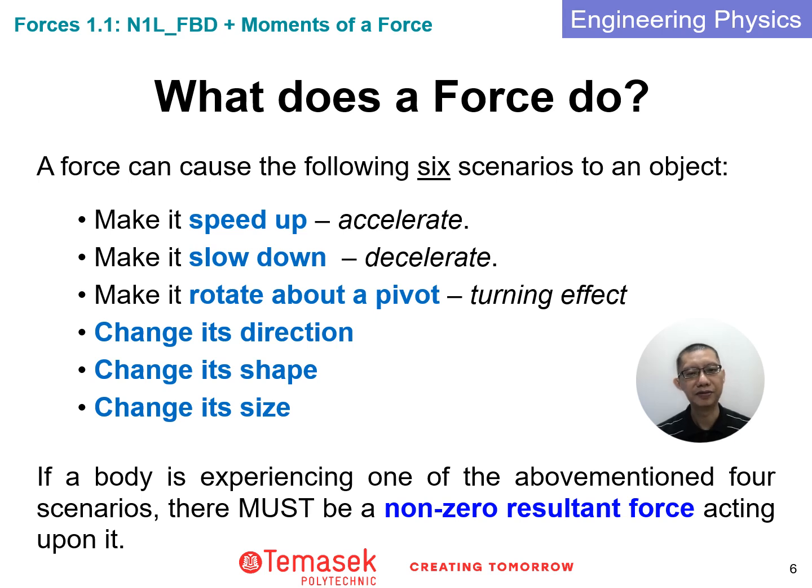Now, what does a force do? A force can 1. Accelerate an object, 2. Decelerate it, 3. Cause it to rotate about a pivot, creating a turning effect, 4. Change its direction, 5. Alter its shape, 6. Modify its size. If any of these effects occur, a non-zero resultant force must be acting on the object. This illustrates the relationship between force and motion.